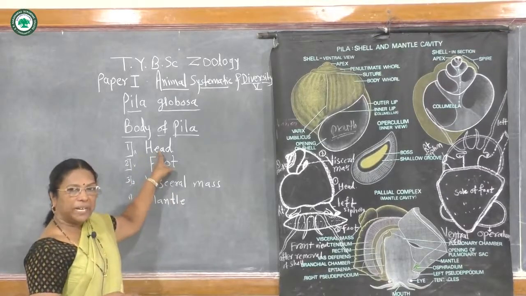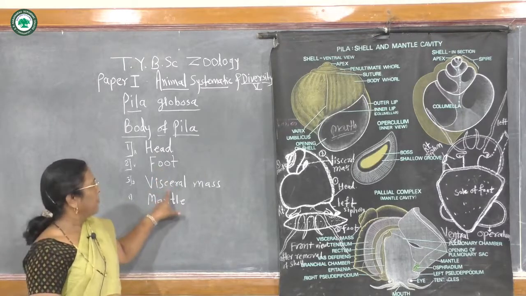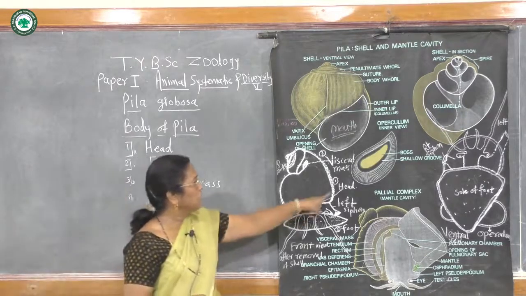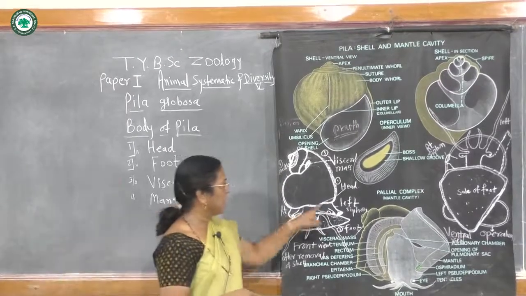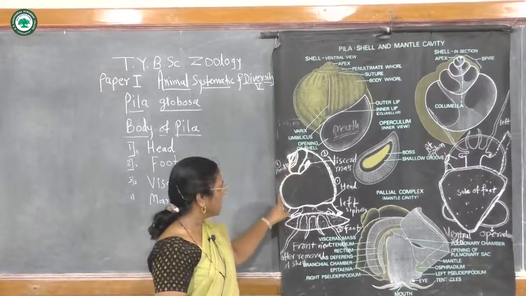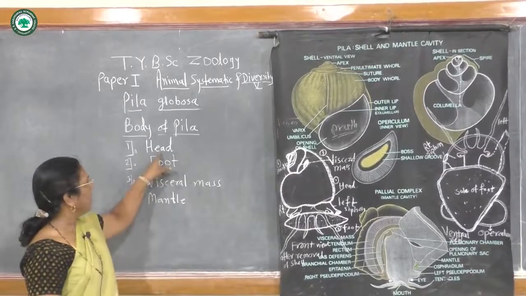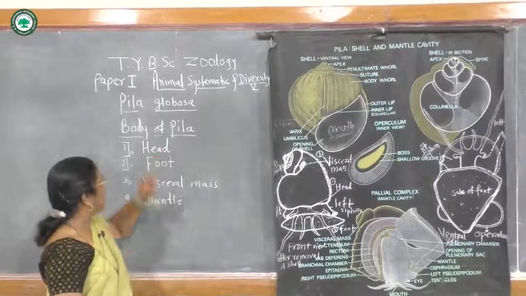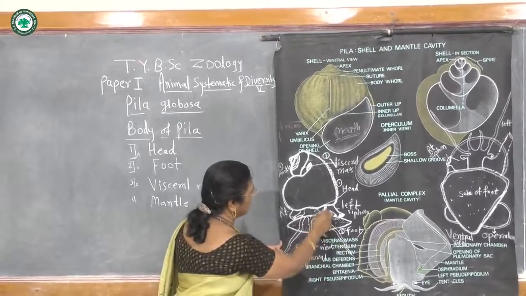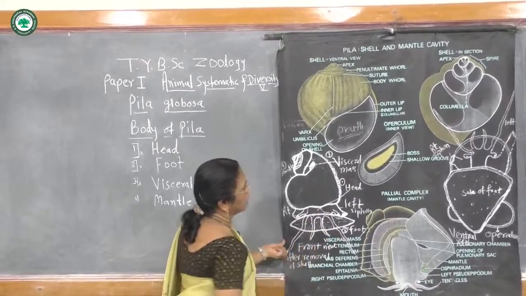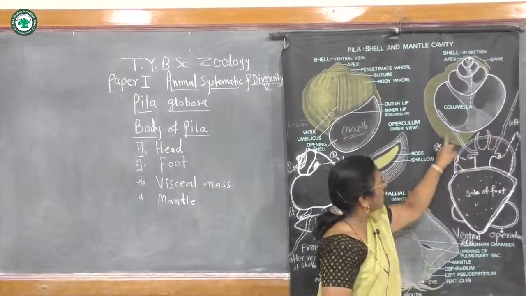Head is situated anteriorly, foot is situated ventrally, visceral mass to its dorsal surface, and the mantle which covers the soft body parts is called the mantle. We will see all these parts in detail. This head which is situated anteriorly, this much part is called the head, or you can see here in this diagram, this is the head.